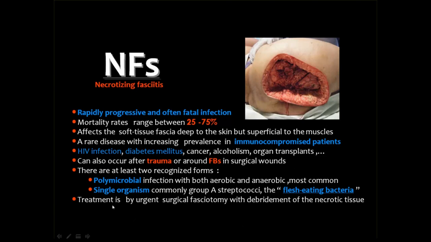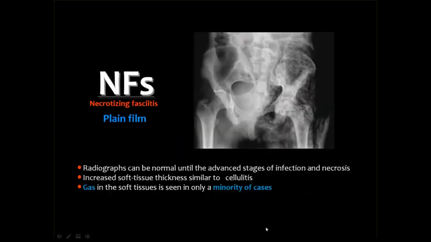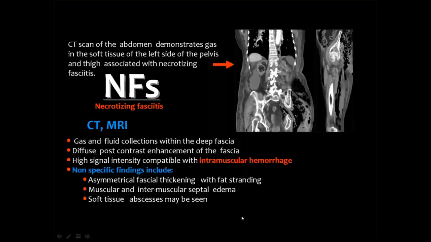and the organism in charge may be polymicrobial, a group of organisms, or a single organism, which is commonly group A streptococci, which is known as the flesh-eating bacteria. The treatment requires urgent surgical fasciotomy with debridement of the necrotic tissue. The plain film may show soft tissue swelling and gas, which is not present in most of the cases. Gas is only seen in a minority of cases.